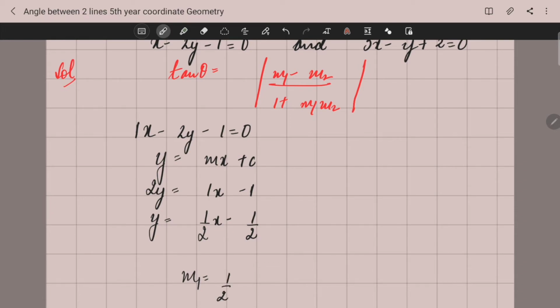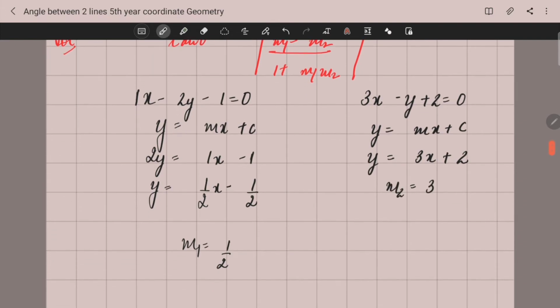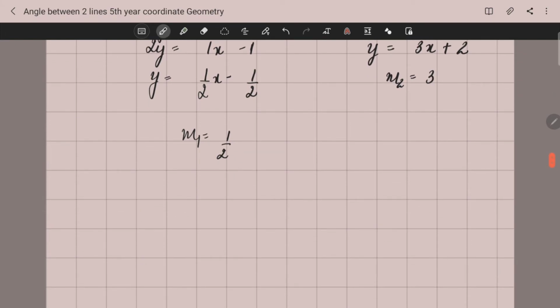Similarly, we will find m2 from equation 2. Our equation 2 is 3x minus y plus 2 is equal to 0. Again write y is equal to mx plus c. y is equal to 3x plus 2. Coefficient of x is 3, so our m2 is 3. Now we write formula, tan theta is equal to m1 minus m2 over 1 plus m1 into m2.